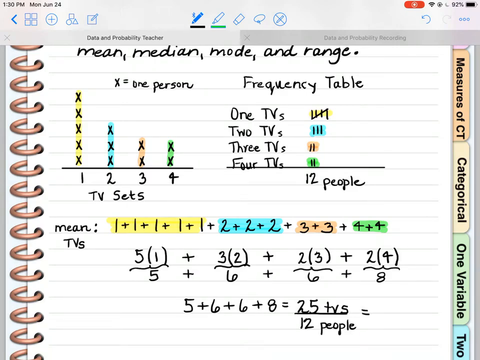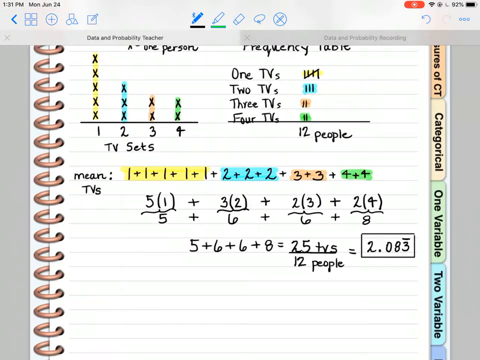So 25 divided by 12 is, yikes, 2.08 and a whole bunch of 3s. That's your mean, guys. It's about 2 TVs per household. That's the average. Now, some houses have more than that, and some houses have less. But the average, if you just walked into an American household based on this data, the average household would have 2 TVs.